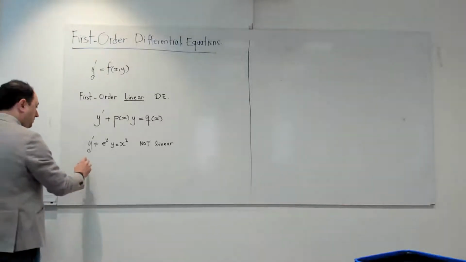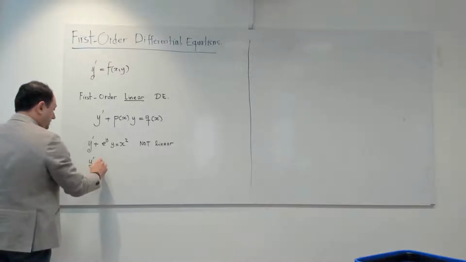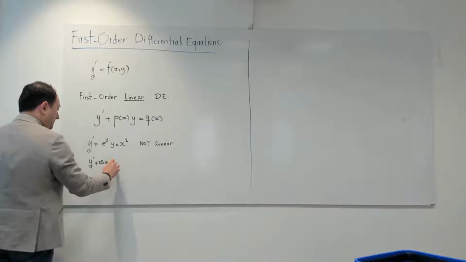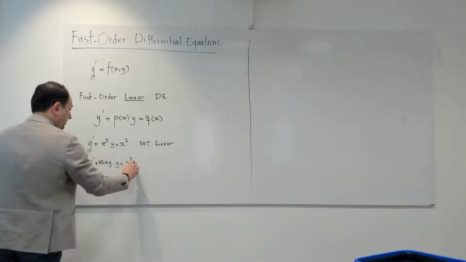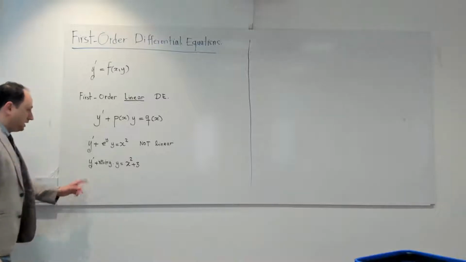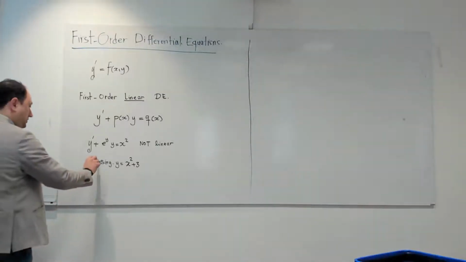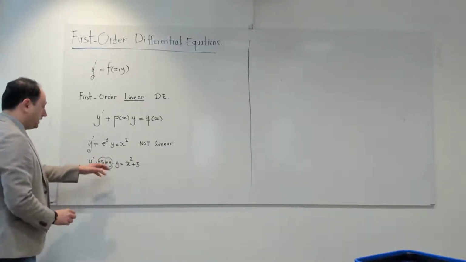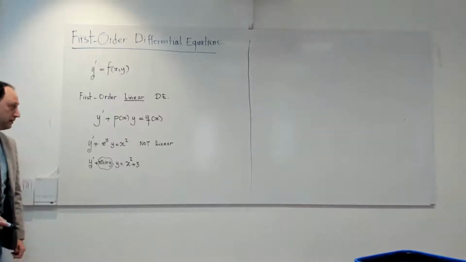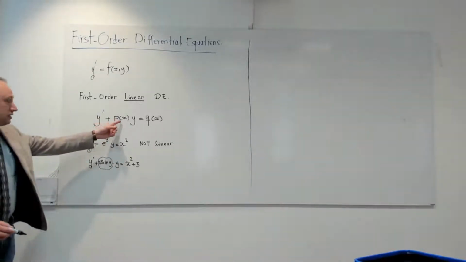Okay, or for example, you might have y prime plus sine of x times sine of y times y is equal to x to the power of 2 plus 3. This is again a first order differential equation, but not linear, because you see the function which is being multiplied by y is a combination of functions of x and y. We need to have it as a function of x.